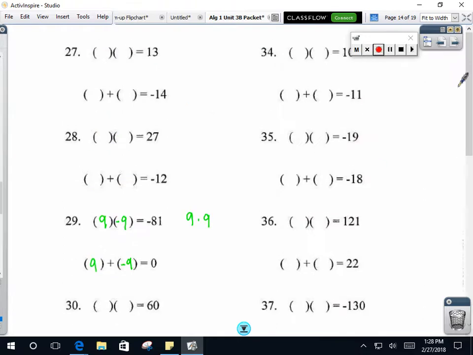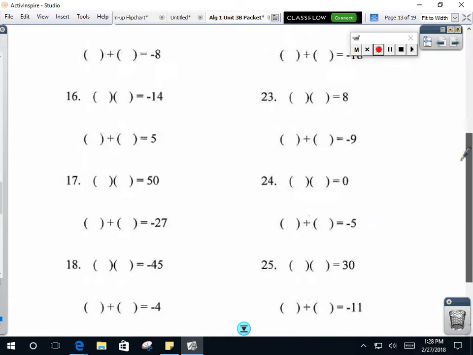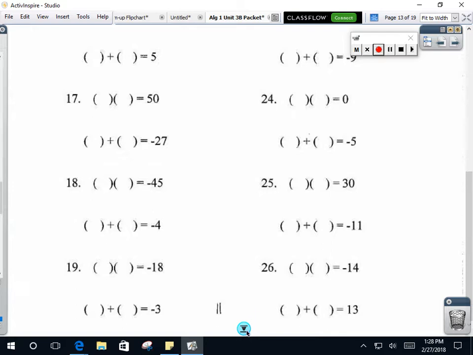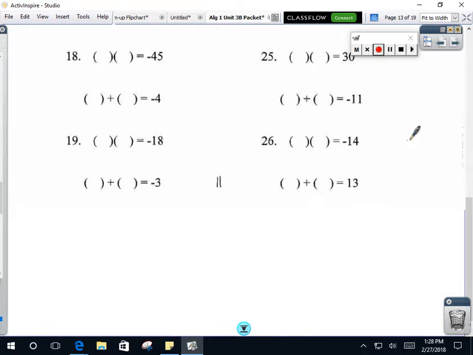26. All right, what are two numbers that you think of that multiply to 14? 14 and 1. Some of you may have thought 7 and 2. But if you're adding to get a 13, you're going to have to use this 14 and 1. 14 minus 1 is 13. And 14 times -1 is -14. No, because a -14 plus 1 would be a -13 when you add them.